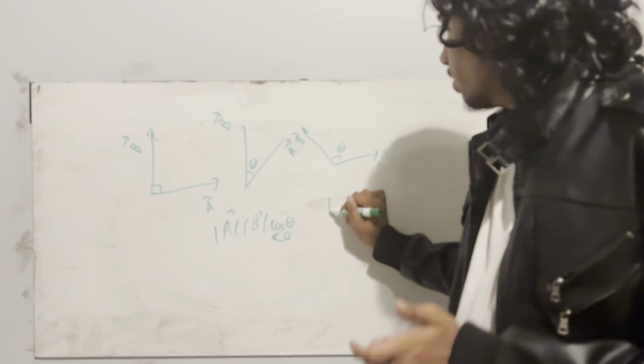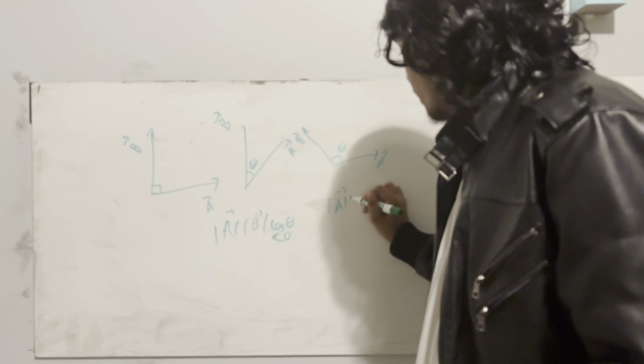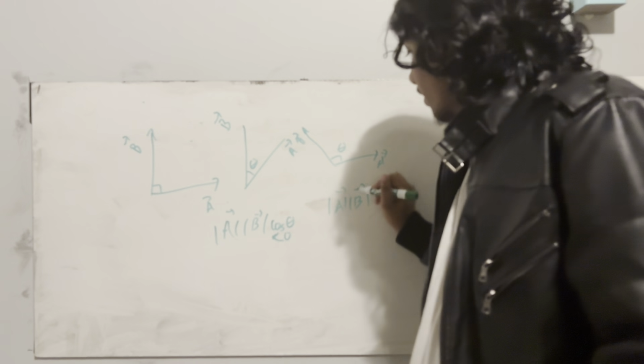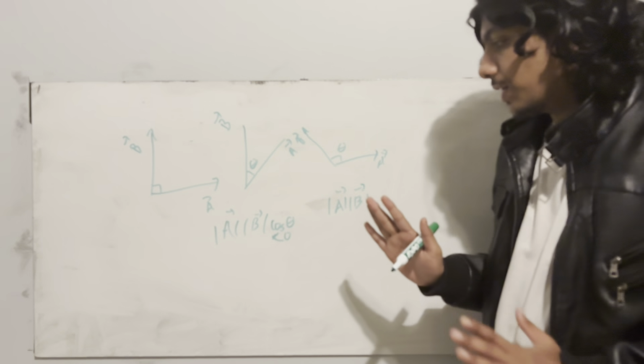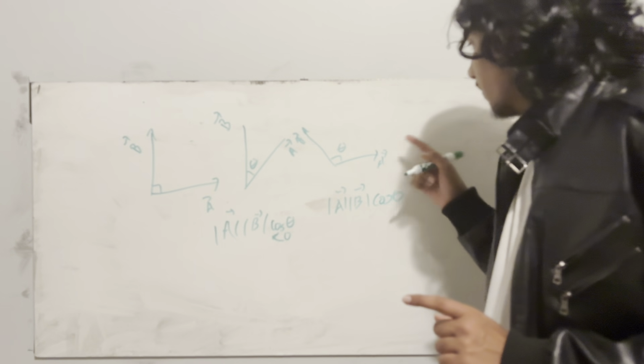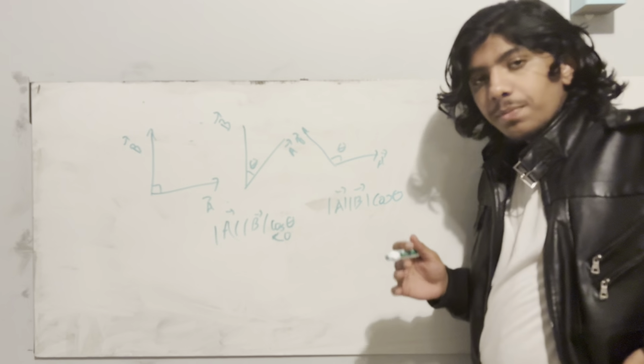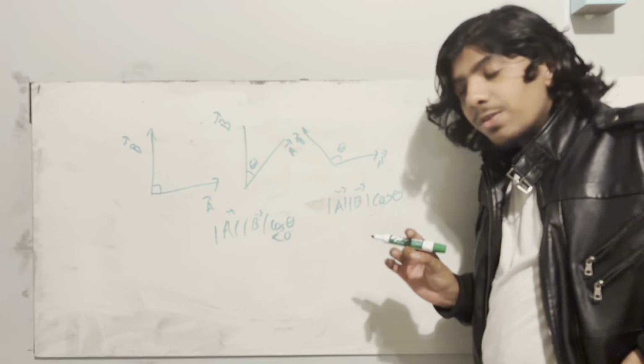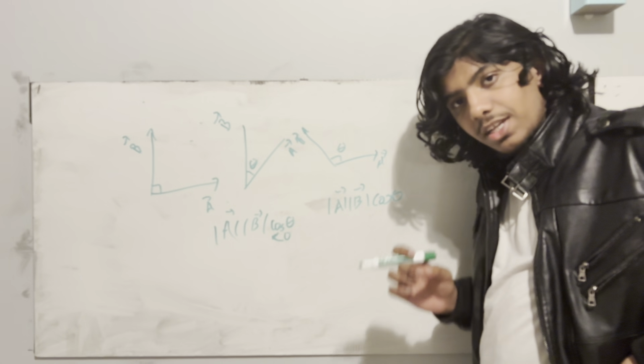For the obtuse angle scenario, the lengths stay positive, so let's ignore that. But let's talk about the cosine of this angle. When it's more than 90 degrees, the cosine of the angle is negative, which means the dot product is going to be negative.